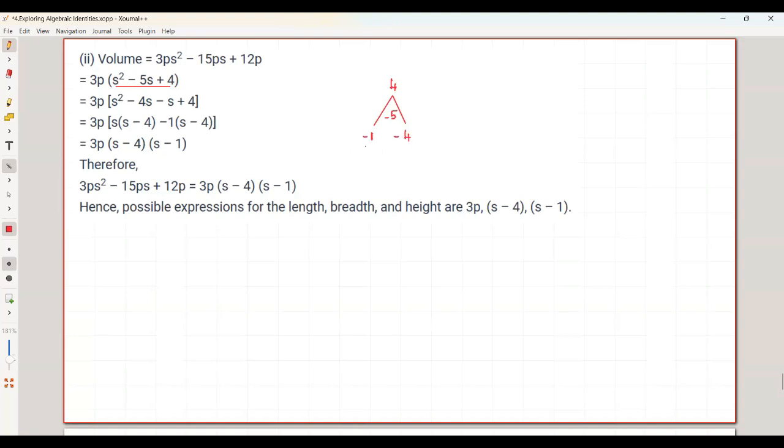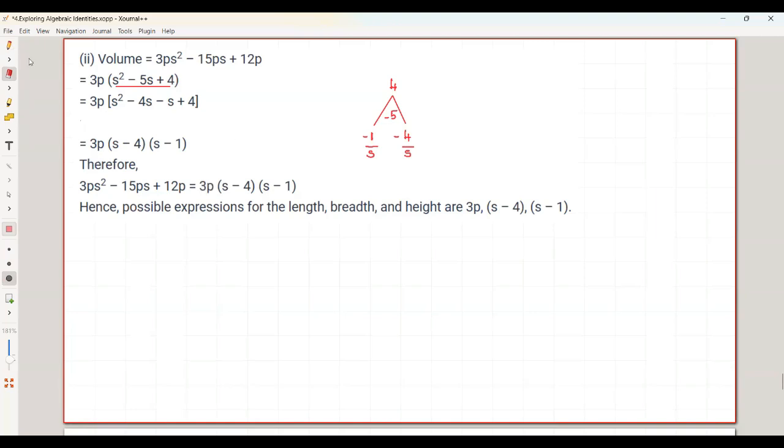So here the variable is s. S is a variable. Therefore, s minus 1, s minus 4. Now we came to this, so you can just avoid this one. This one can be avoided.